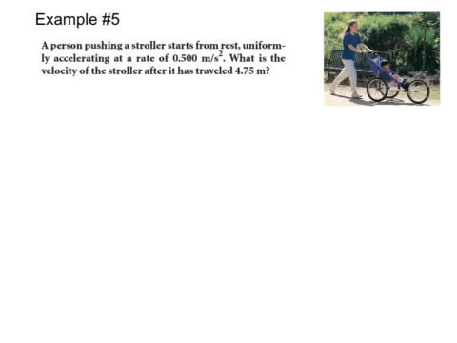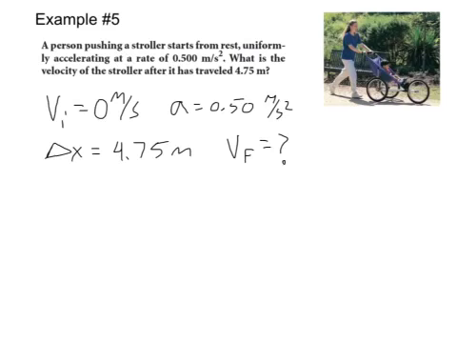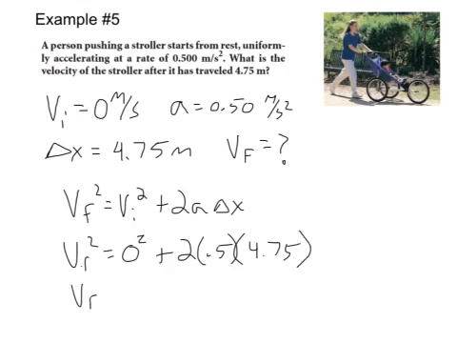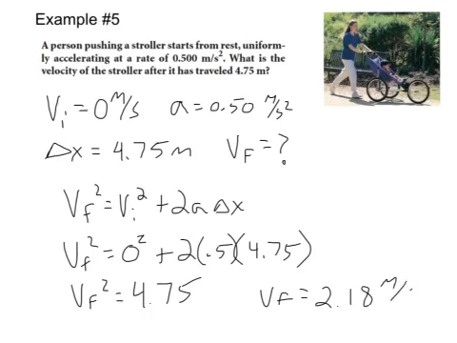Let's look at what we're given and what we need to find. We're given our initial velocity, our acceleration, and our displacement. We need to know our final velocity. If we use this third equation, then we can substitute in our various values. We start with 0 velocity, we have an acceleration of 0.5, and we go a displacement of 4.75 meters. Putting all that together, we end up with this 4.75. So our final velocity squared is 4.75. We take the square root of that, and we end up with a final velocity of 2.18 meters per second.